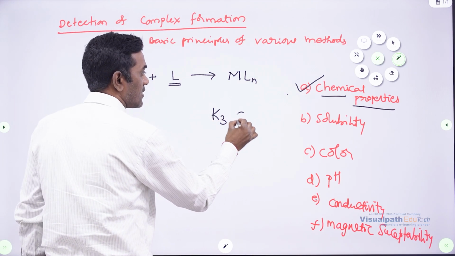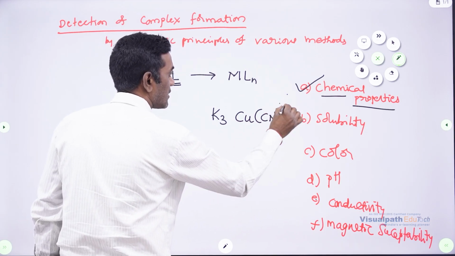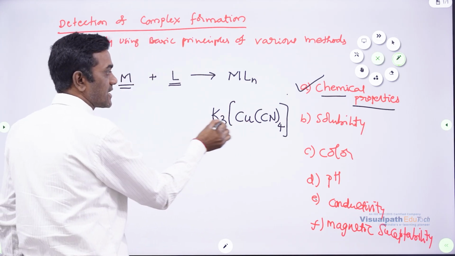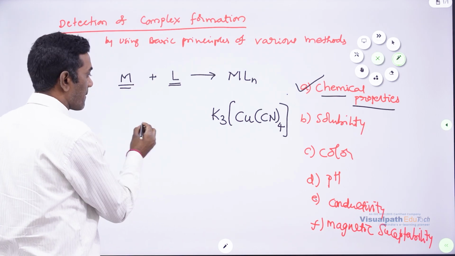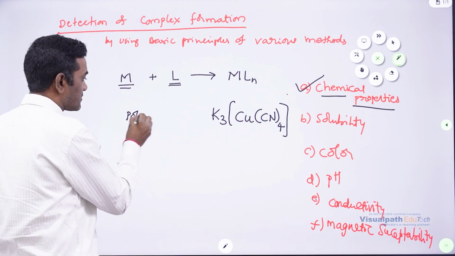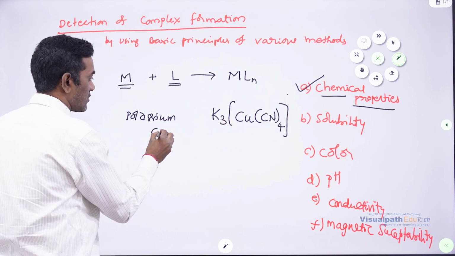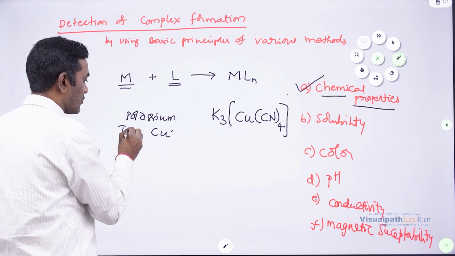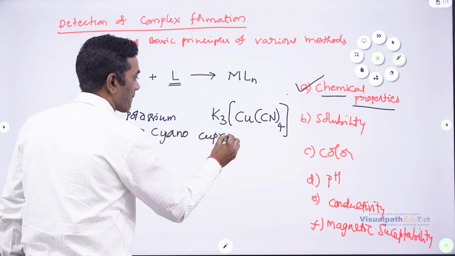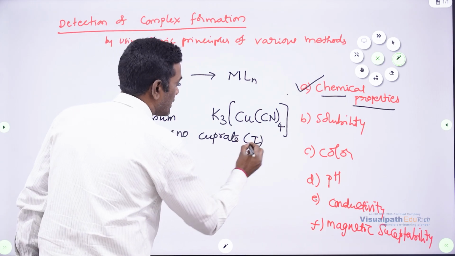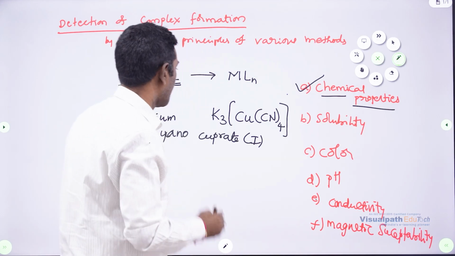K3[Cu(CN)4]. Obviously this is plus 3. This complex name is going to be potassium tetracyanocuprate(I). So in this complex we are going to check this particular topic called chemical property.